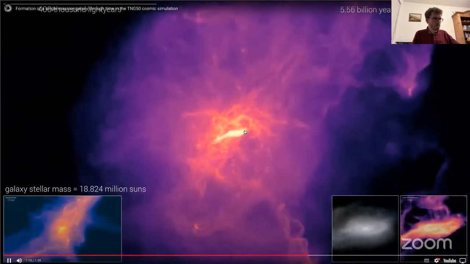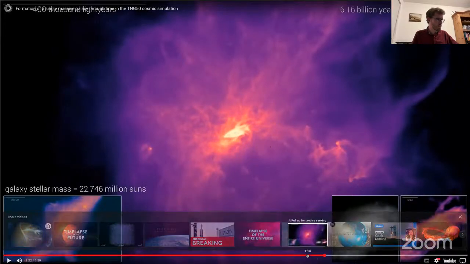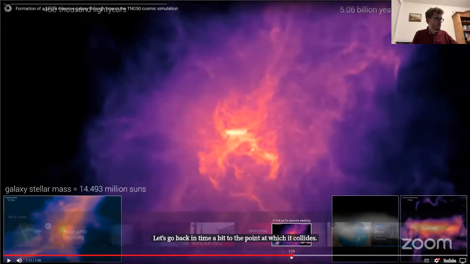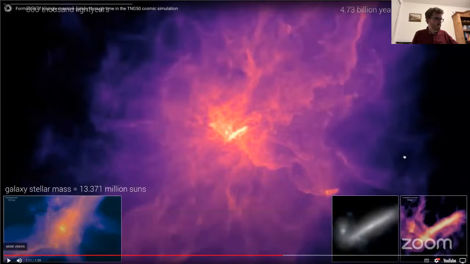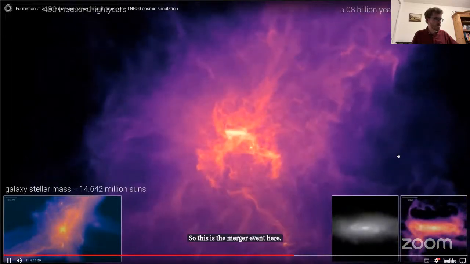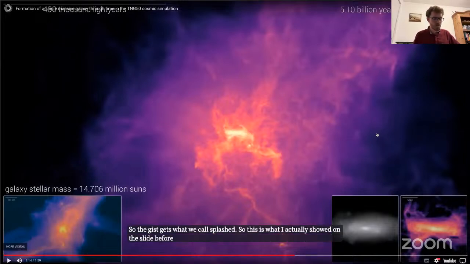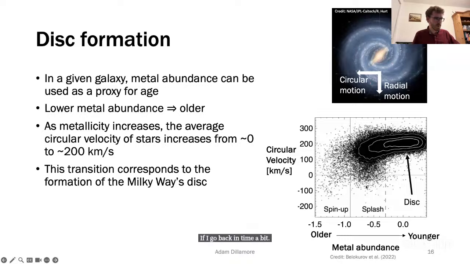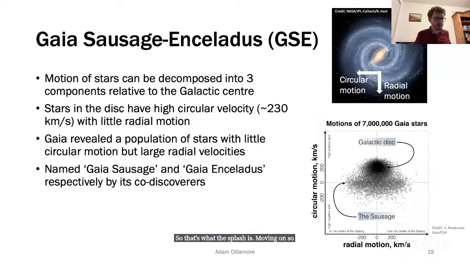So the disk changes orientation for a start. Let's go back in time a bit to the point at which it collides. So this is the merger event here. So the disk gets what we call splashed. So this is what I actually showed on the slide before. If I go back in time a bit. So this splash thing here is where a merger event has caused stars to come out of the disk and go into the halo. So they've lost a lot of their circular motion. So that's what the splash is. But moving on. So this is obviously a simulation, but there is a similar event that occurred in the Milky Way's history as well.